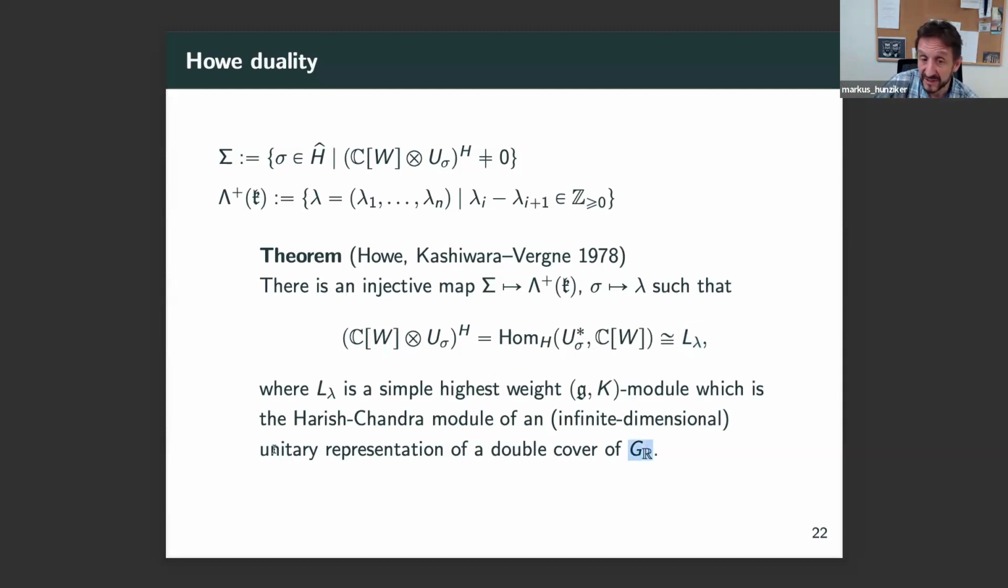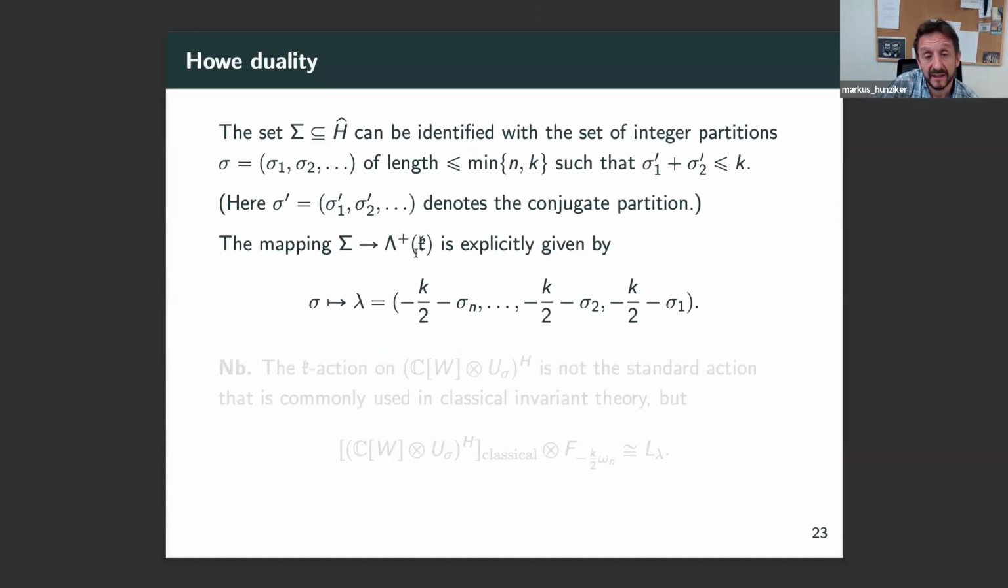Every unitary highest weight module representation of this double cover arises in that way. So this was the main result of that famous paper of Kashiwara and Vergne from '78. This map sigma to the K-dominant integral weights can be given explicitly. You note here that there are some half integers. So these are in general not integral weights. They are K integral, but not integral for G.